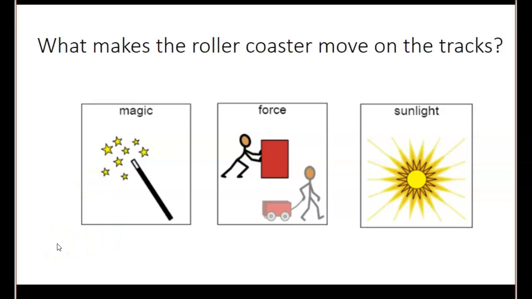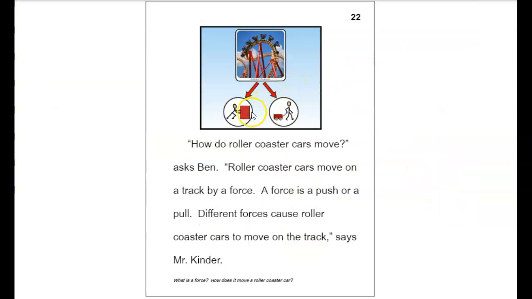What makes the roller coaster move on the tracks? Is it magic, force, or sunlight? Touch or say your answer. The roller coasters move on the tracks because of force. Force can be a push or a pull.